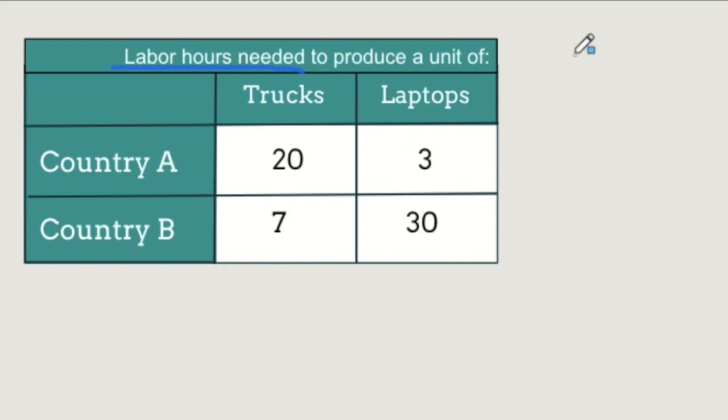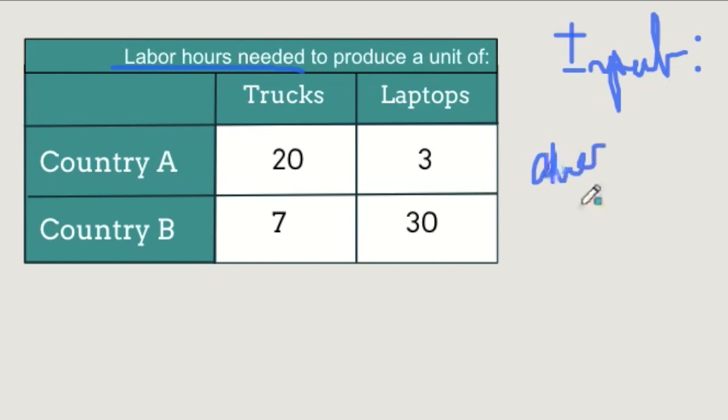We do this a little bit differently than the output questions. With the output questions, we were doing other over. With the input questions, we're doing other under. So the other is going to go under, to find the opportunity cost. So for country A trucks, we're putting the other under. So it's 20/3. And again, 3, and we're putting the other under.